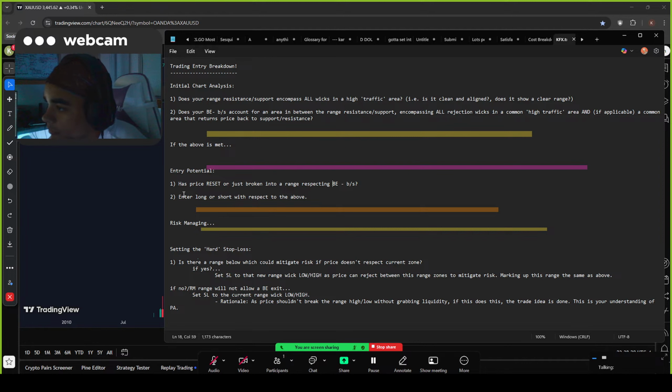So if it does, like I said, you enter long or short with respect to the above. So you enter long or short if it doesn't tap your minor zones within the range, which is your break-even buys/sells. Now we're talking about risk managing. This is the key, most important part of your trading. This is why you're going to be profitable.